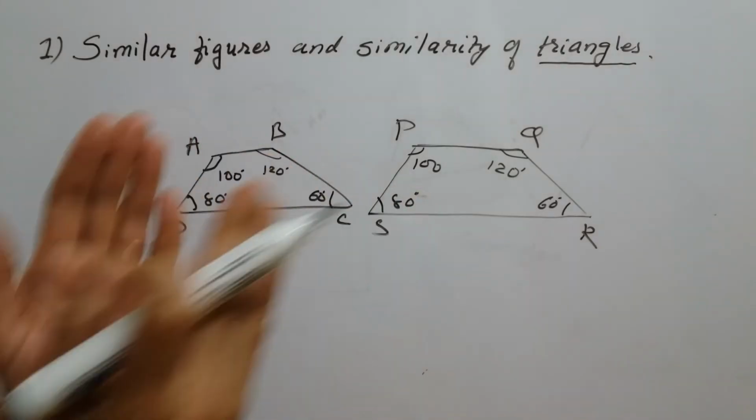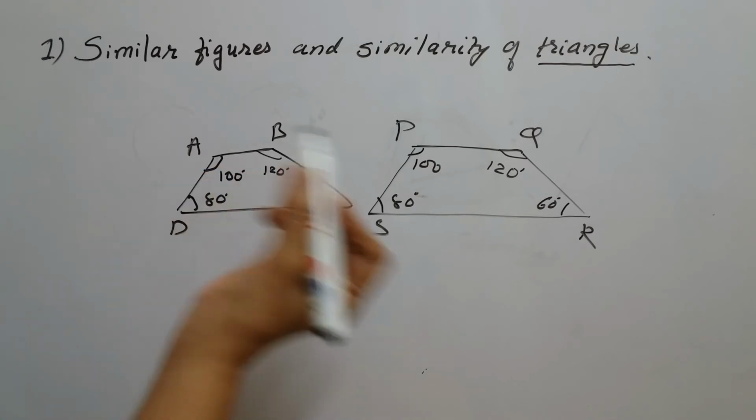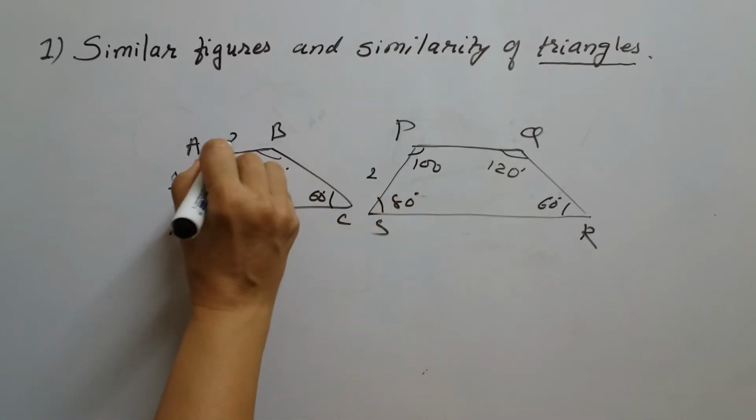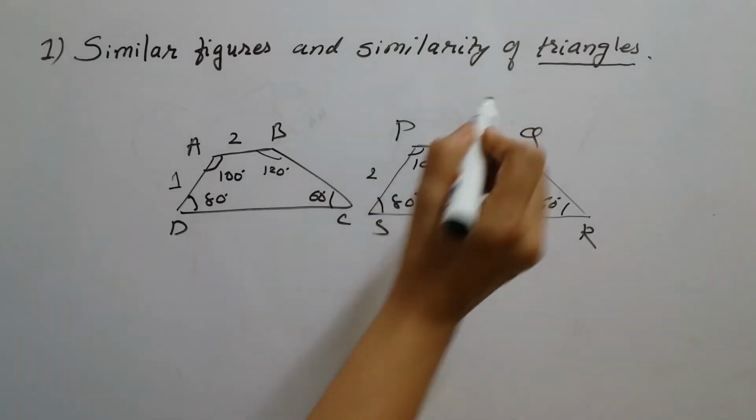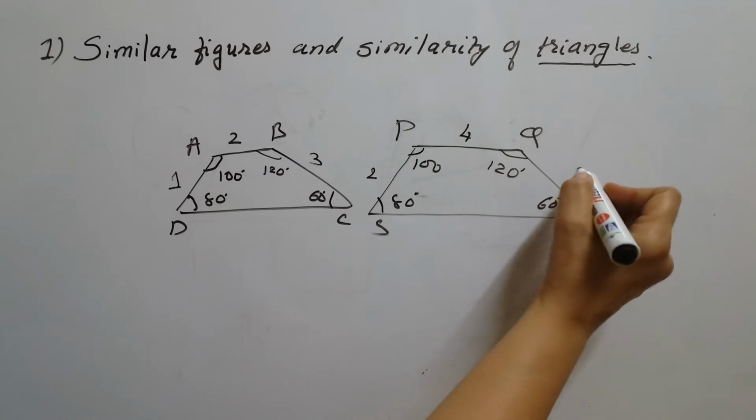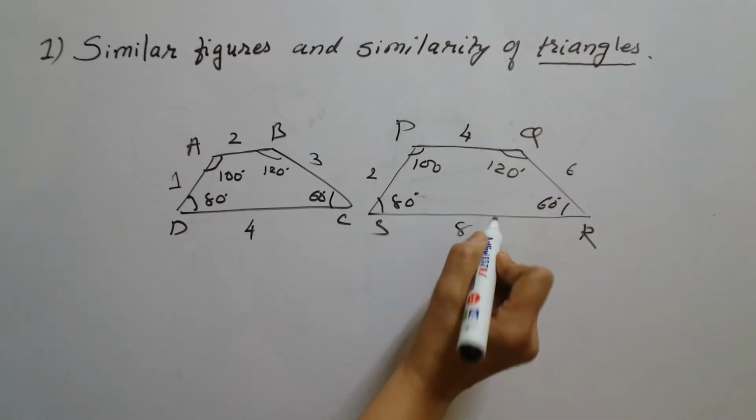So if the corresponding angles are equal and the sides are in proportion, then I can say that the polygons are similar polygons. Let us see the sides. Suppose I take AD as 1 unit, PS as 2 units, AB as 2 units, PQ as 4 units, BC as 3 units, QR as 6 units, DC as 4 units, SR as 8 units.